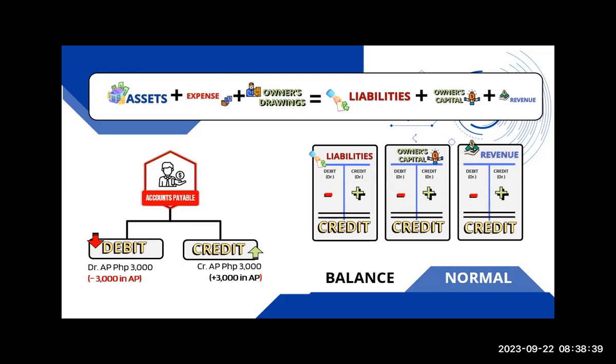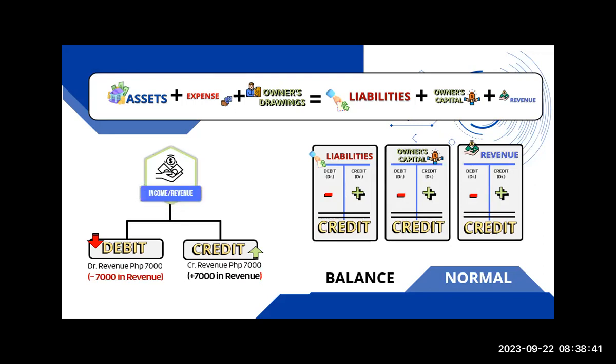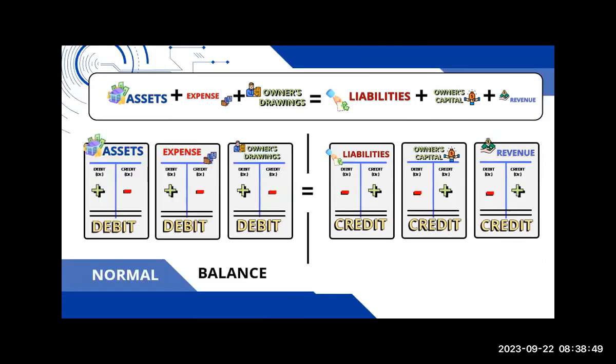And then finally for revenue, tumaas si revenue ng 7,000, that's a credit in revenue. And then pag bumaba si revenue ng 7,000, that's a debit in revenue. So please, if there's one thing that I want you to memorize and master, the one that will make or break it is dapat hindi kayo malito. So again, kung hindi kayo malito, my suggestion is go to the expanded accounting equation.